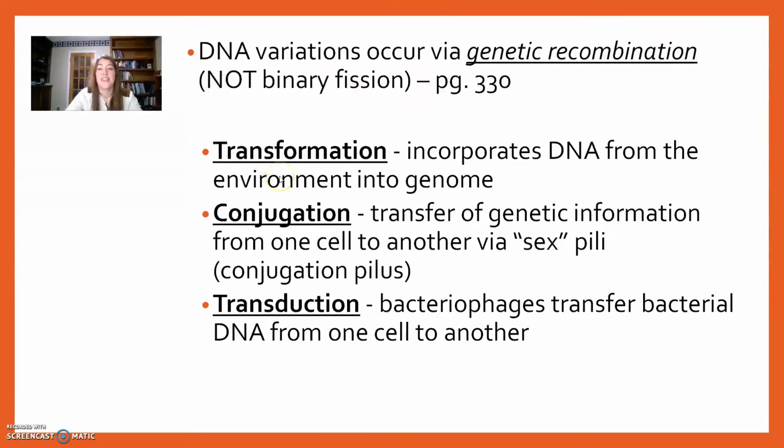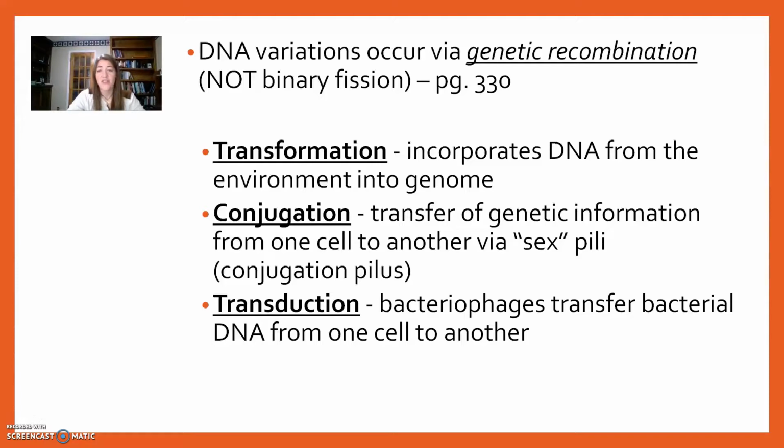DNA variations can occur via what we call genetic recombination. So this is not binary fission. This is how bacteria and archaea can actually get new DNA. So we have three different ways. The first one is transformation. This incorporates DNA from the environment into the genome. So there's just scraps of DNA floating around and they pick it up and now it's part of their DNA sequence. Then you have conjugation.